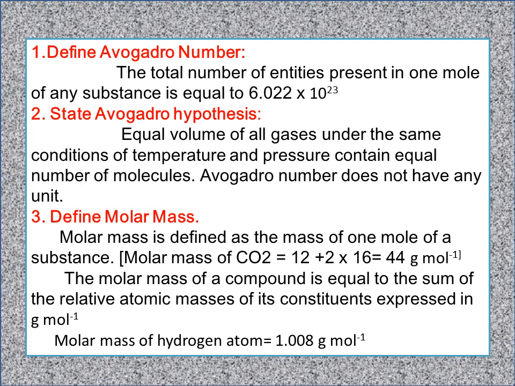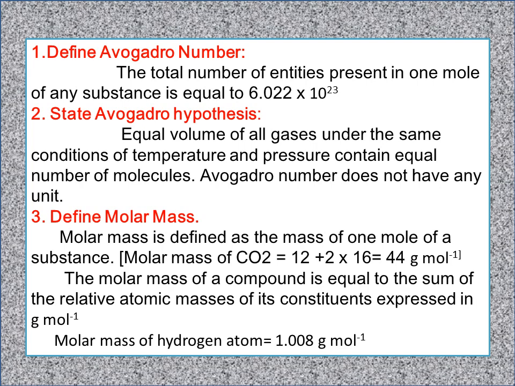Then we need to define Avogadro hypothesis. This also you have studied already. Equal volumes of all gases under the same conditions of temperature and pressure contain equal number of molecules. And this Avogadro number has no unit.